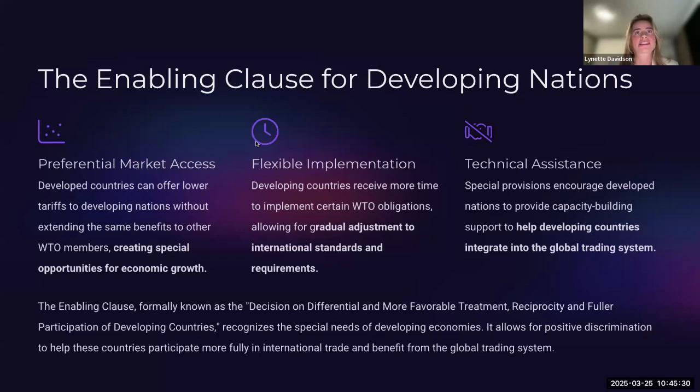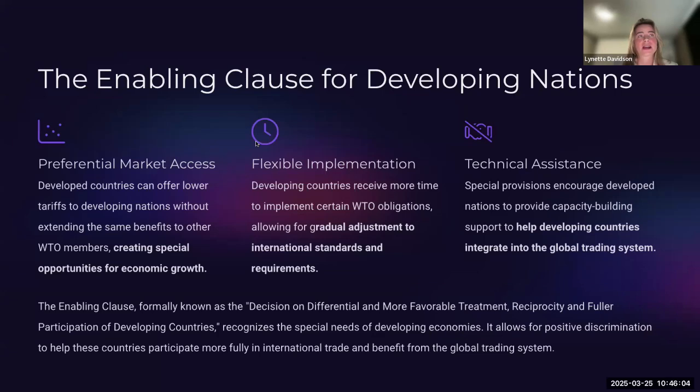They also have a bit more flexible implementation. They have more time to implement certain WTO obligations, so they can gradually adjust to the international standards and requirements because sometimes they don't have the framework yet or the construction to comply with specific rules. And there is also the technical assistance, like for example, if they need to provide capacity building to support developing countries integrate, then this could also be offered technical assistance.